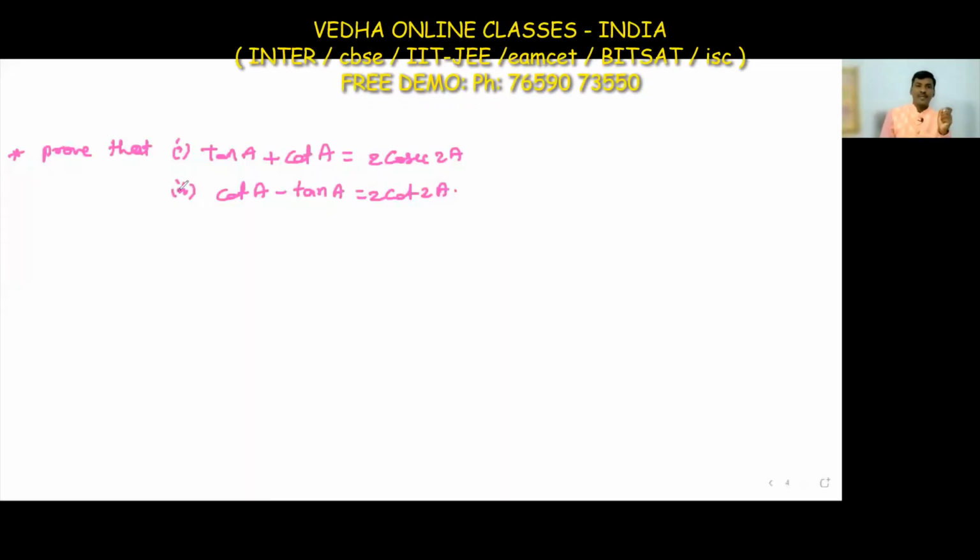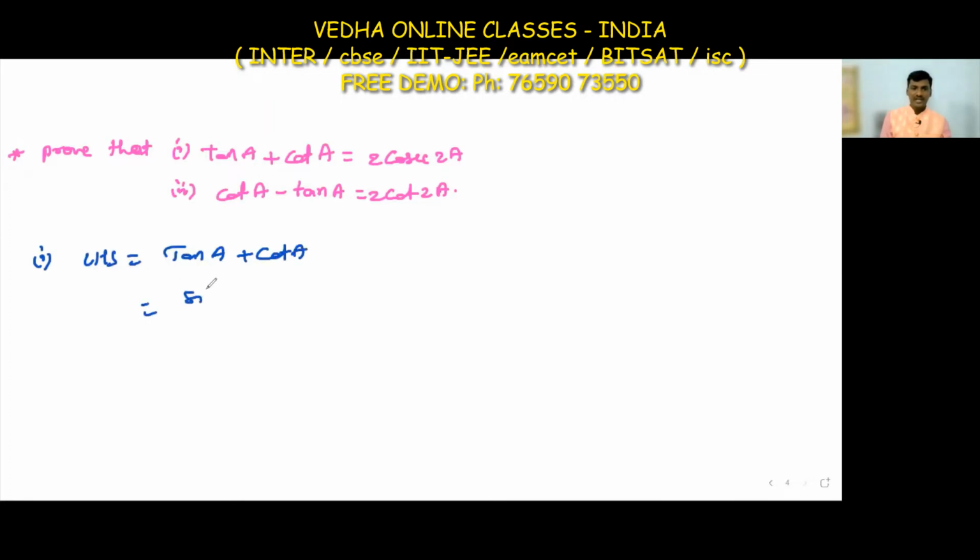Okay, so here prove that tan A plus cot A is equal to 2 cosecant 2A, and cot A minus tan A is equal to 2 cot 2A. I am taking the first one here. Take the LHS: LHS is tan A plus cot A.